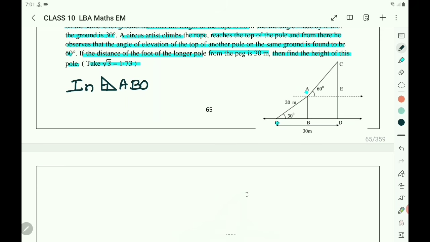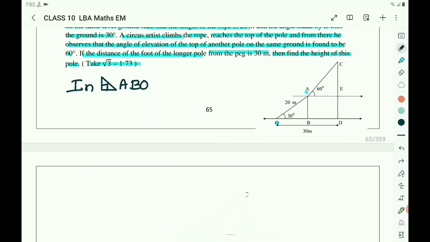For 30 degree, AB is the opposite side. You can get BO also in the first step. To find BO, you must use adjacent side by hypotenuse. To find AB, you must use opposite side by hypotenuse, that is sin theta. Adjacent side by hypotenuse is cos theta. But you must use both here to find AB and BO.